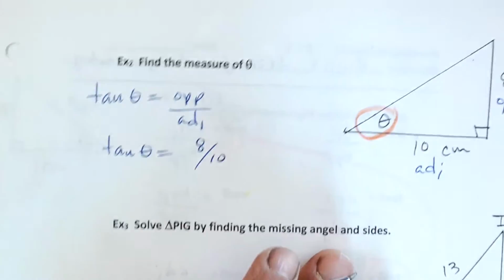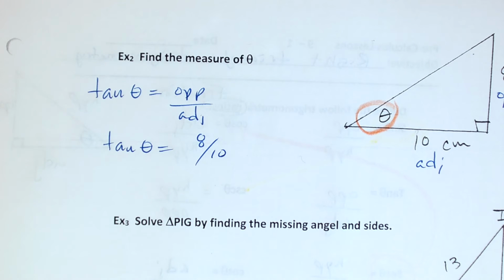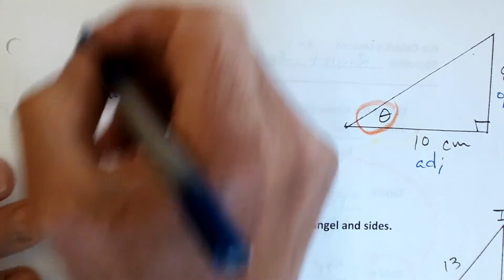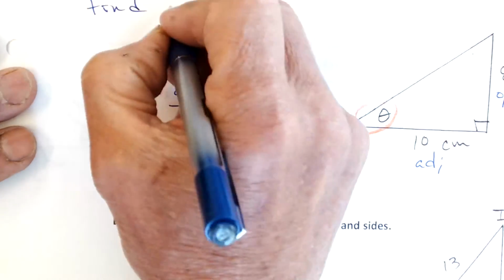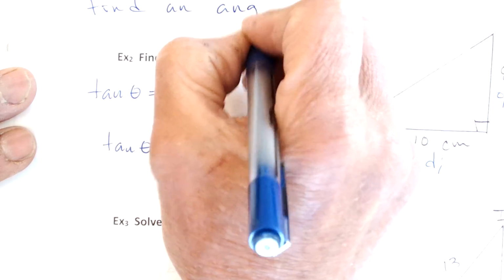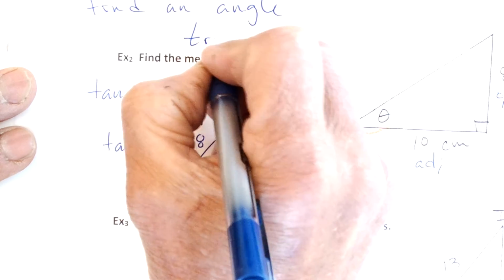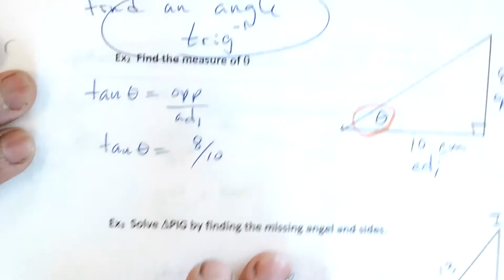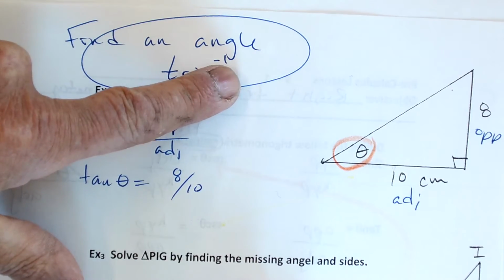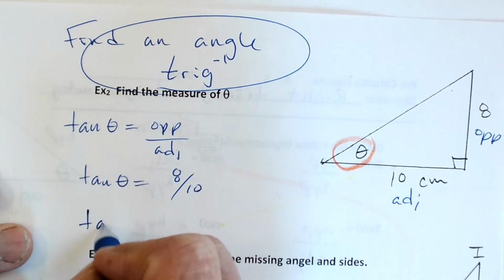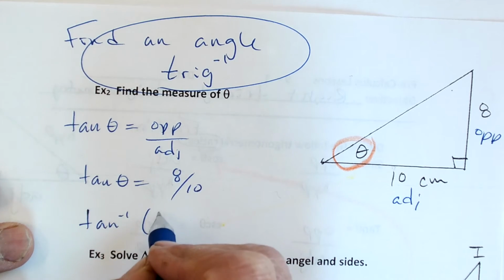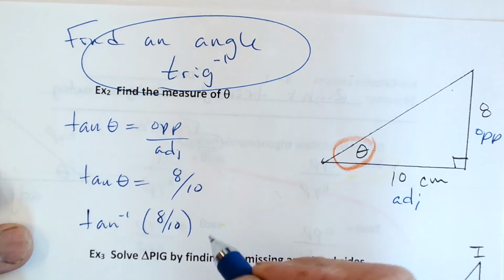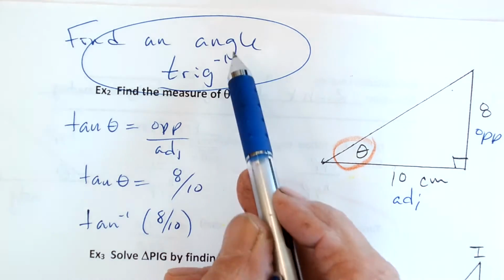Okay. Now, it's been a year. It's been COVID. So what we push in our button, if we want to find an angle, you're going to push the trig inverse button, okay? You're going to push the trig inverse button. So when you find an angle, you're going to use this button here. So we're going to use tangent inverse of 8 over 10. Always, always, always. When you want to find an angle, you have to use the inverse button.